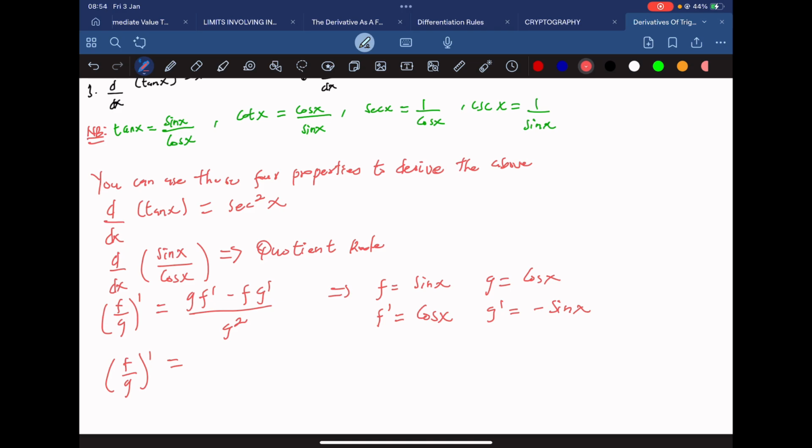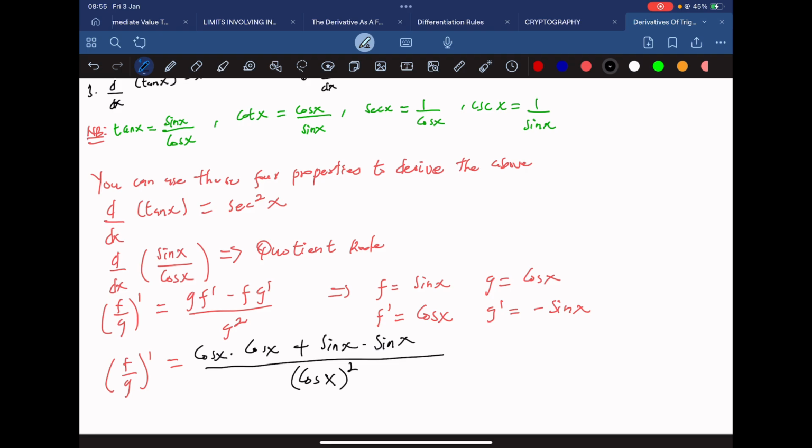our g in this case is what we had over here. So we have cosine of x. Our f prime is also cosine of x. And then minus our f, which is sine x, multiplying g prime, which is negative sine x. So negative and negative makes this positive. So you can just multiply this by sine x instead of negative sine x. And g squared is cosine of x squared.